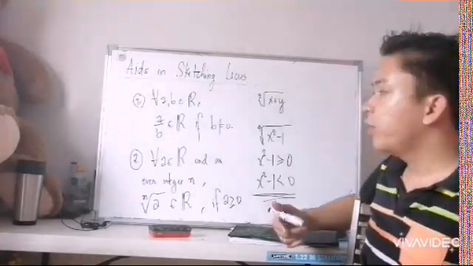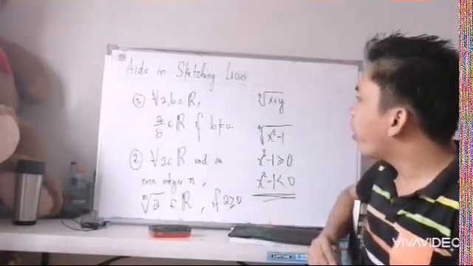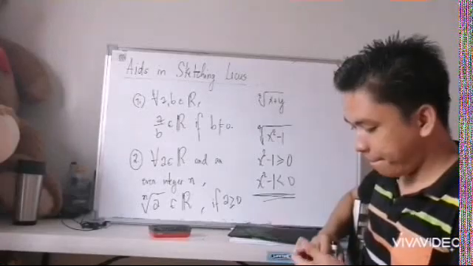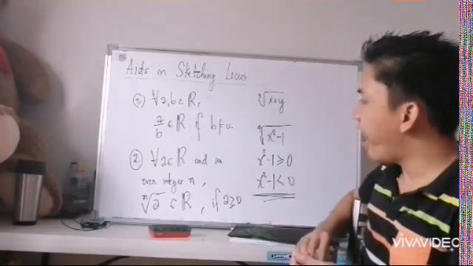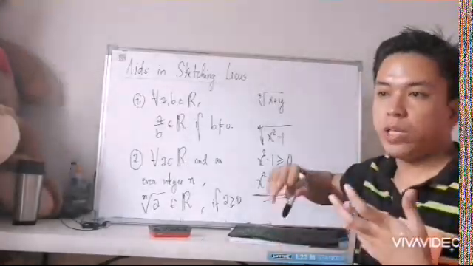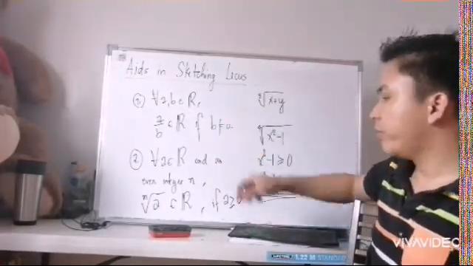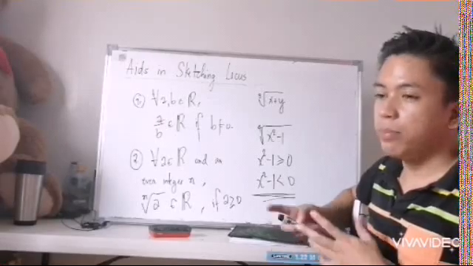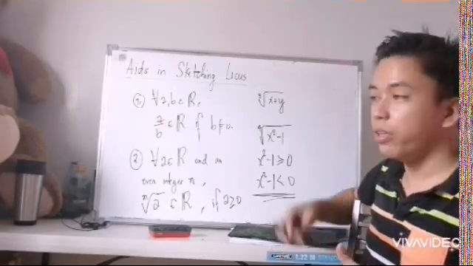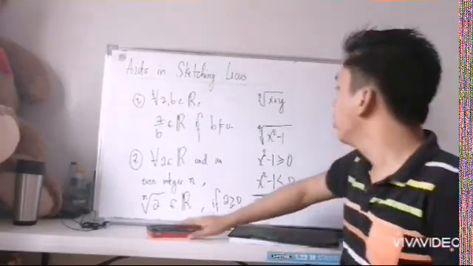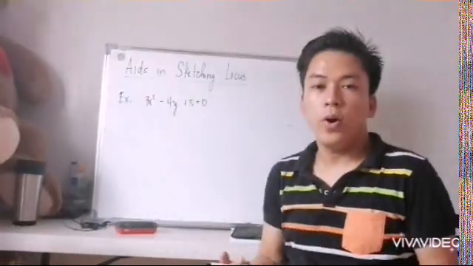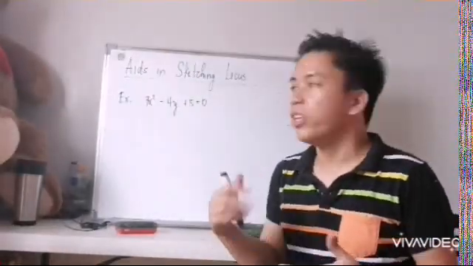Get it? Okay, so I think these are so far the things that we have to consider when we are solving the domain and the range. These two are actually the most common things that we have to look into. Okay, so let's consider an example here.